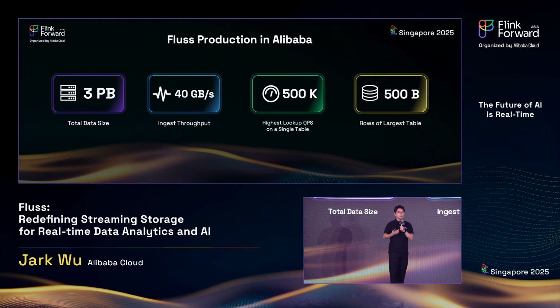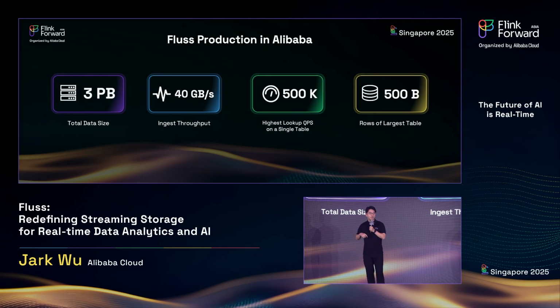Okay, so you may be wondering, if Fluss is so great, what is the production status and what are the use cases? I want to share that Fluss is already in production at Alibaba at a large scale. We are migrating our internal Kafka system to Fluss, especially for the real-time analytics use cases, and the adoption is growing as we expand the usage. Currently, Fluss is managing over 3 petabytes of data in total, with clusters that handle an ingest throughput of 40 GB per second. It also supports very high performance KV lookups up to 500,000 QPS on a single table, and the largest table contains over 500 billion rows.